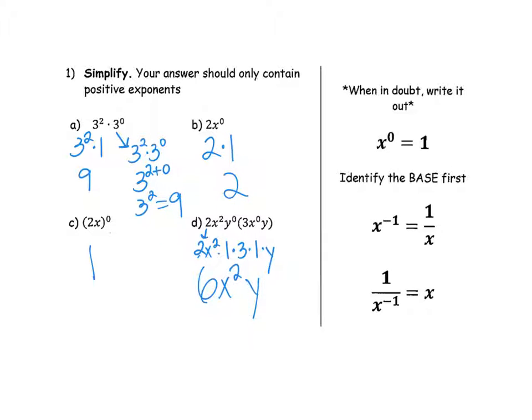Okay? Over on the side, I just kind of want to review. When in doubt, write it out. X to the 0 always equals 1. Any number to the 0. X to the negative 1 equals 1 over X to the first, which is the same as 1 over X. If the negative exponent starts out on the bottom, it's going to become X to the first over 1, or just X to the first, or just X. Okay? So this is just like the basics of it.